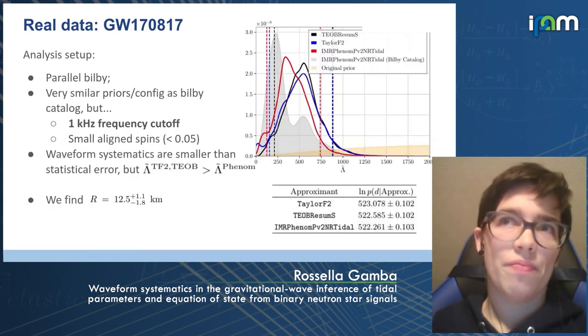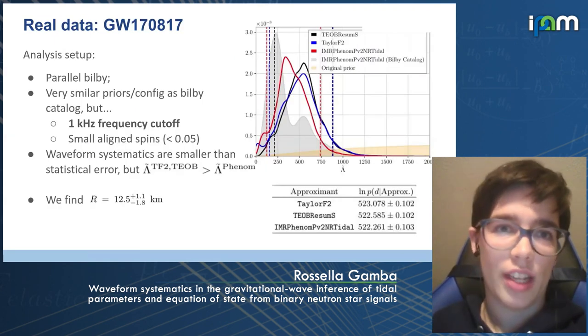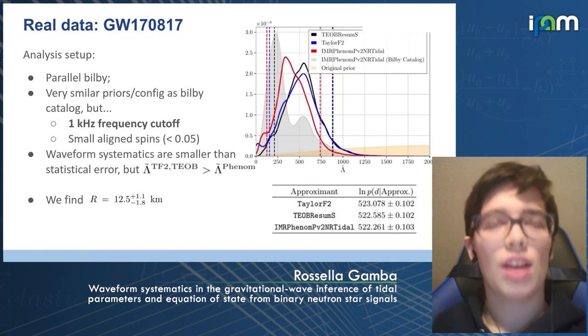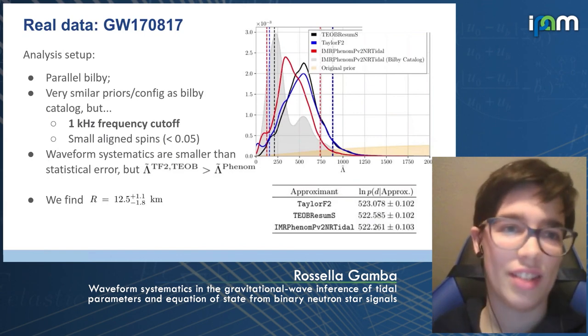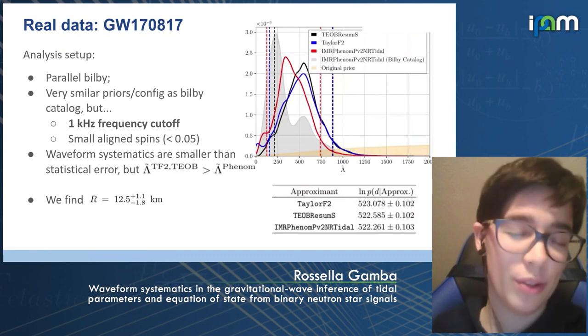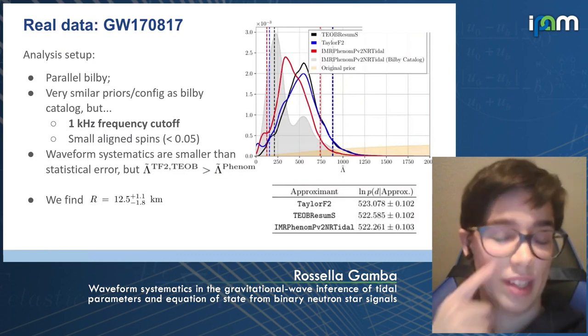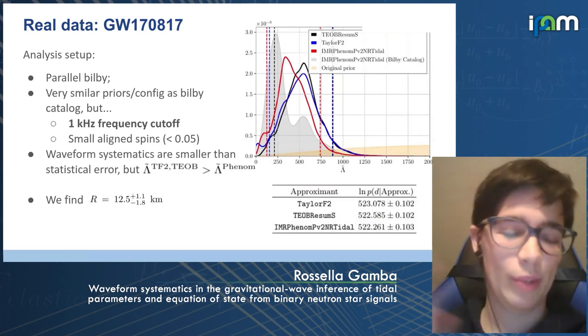Now, I've only talked about mock data, about synthetic data up to now. Let's talk about what we have. And what we have really is 170817, mainly. I mean, we do have 190425, but I will not talk about that.